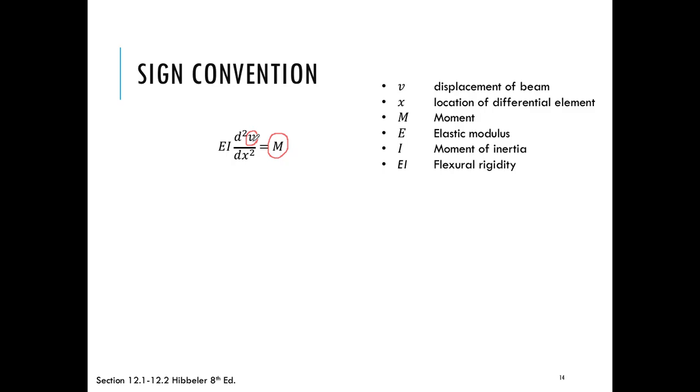Now, X is of course the position along the beam, E is the Young's modulus, I is the moment of inertia of the cross section of the beam, and together EI is referred to as the bending stiffness or the flexural rigidity. Okay, now there are a few sign conventions for what V can be or what M is essentially, so let's consider these.